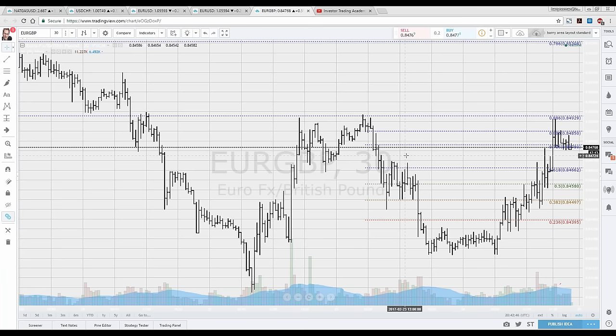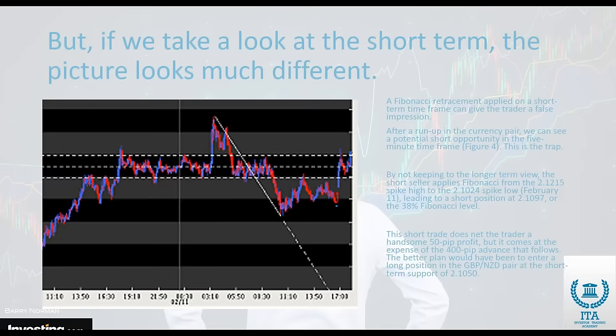Now let's go back over to my PowerPoint. So a Fibonacci retracement applied in a short-term time frame can give traders a false impression. The short trade does net a trader a handsome 50 pip profit, but it comes at the expense of a 400 pip move advance that follows. The better plan would have been to enter a long position for the GBP/NZD at the shorter term 2110 level and let it run the 400 points.